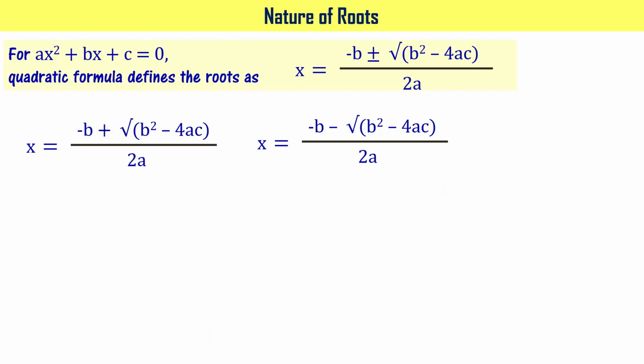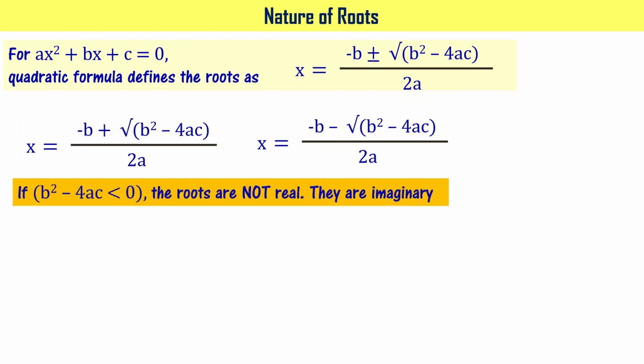Let's take another case. If b square minus 4ac is less than 0, then you will get a negative number under the root, right? It means x is not going to be a real number anymore. It becomes an imaginary number or a complex number. That you will be learning in your plus 2.